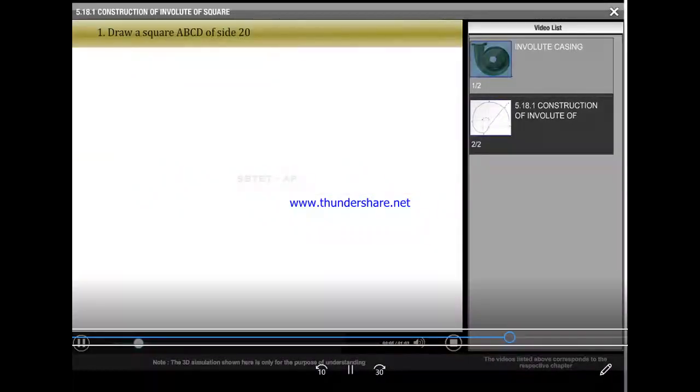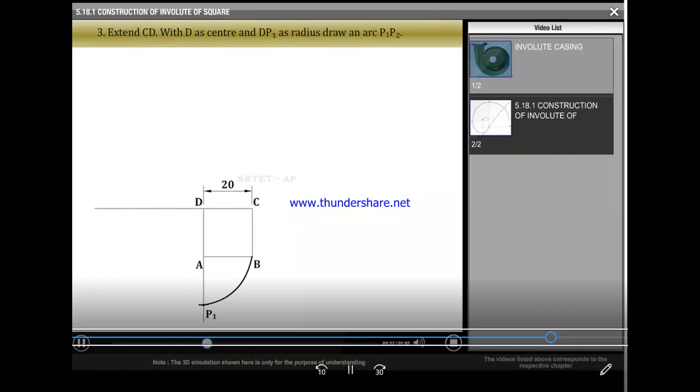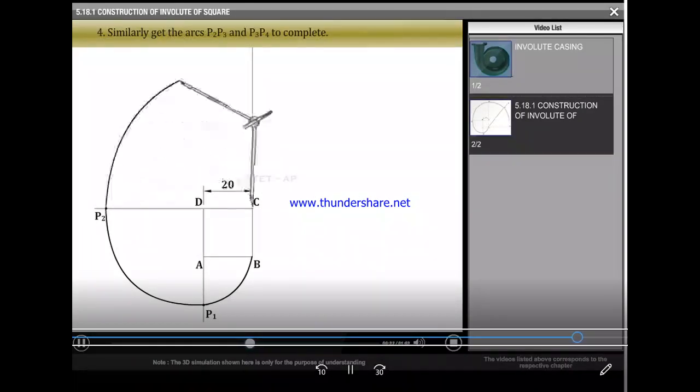Draw a square ABCD of side 20 mm. Extend DA, with A as center and AB as radius, draw an arc BP1. Extend CD, with D as center and DP1 as radius, draw an arc P1P2. Similarly, get the arcs P2P3 and P3P4 to complete the curve.